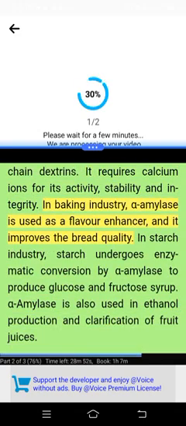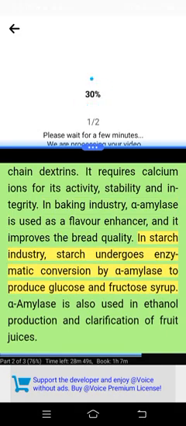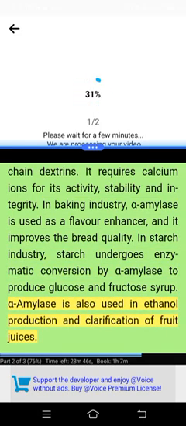In the baking industry, alpha amylase is used as a flavor enhancer and it improves the bread quality. In the starch industry, starch undergoes enzymatic conversion by alpha amylase to produce glucose and fructose syrup. Alpha amylase is also used in ethanol production and clarification of fruit juices.